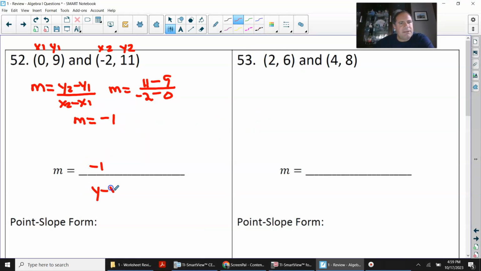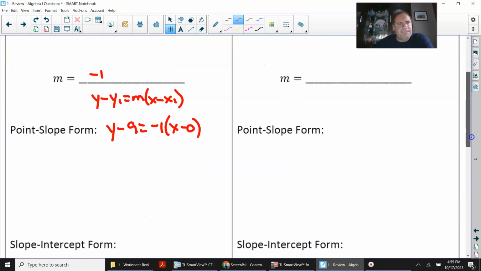And then we write down the point slope formula. And we're going to substitute those numbers in. So the y1 is 9. The slope is -1. And then the x goes in there. And then the x1 is 0. That is your point slope form. I'm going to rewrite it so I could solve.